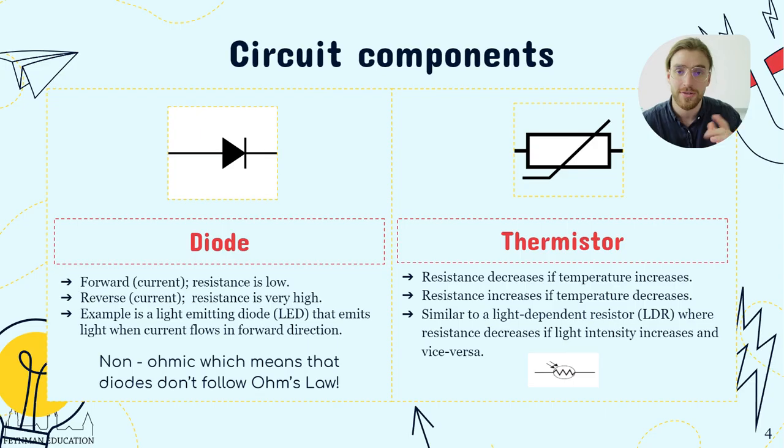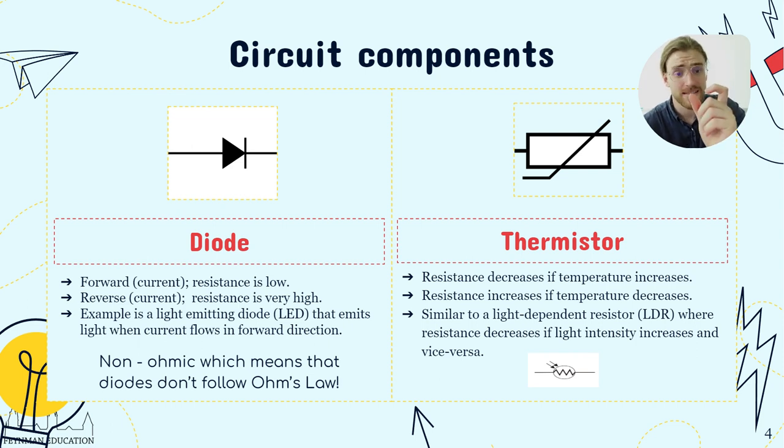If you've ever noticed, you put a kettle on and it turns off when the water starts to boil. But how does it know? It's going to be using a thermistor. A thermistor is a variable resistor, so the resistance is going to decrease as the temperature increases.